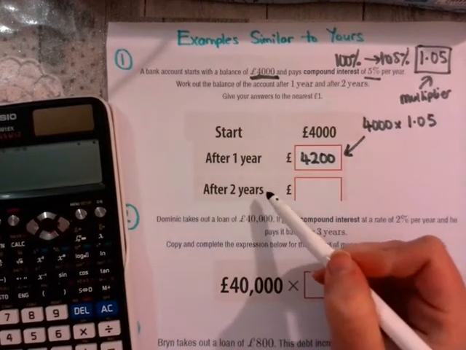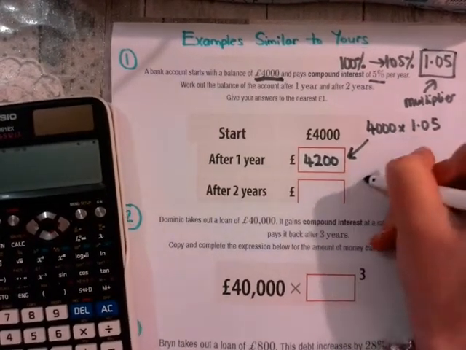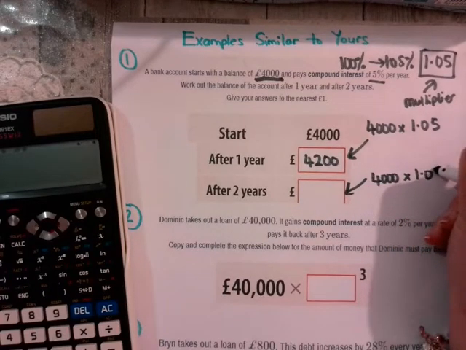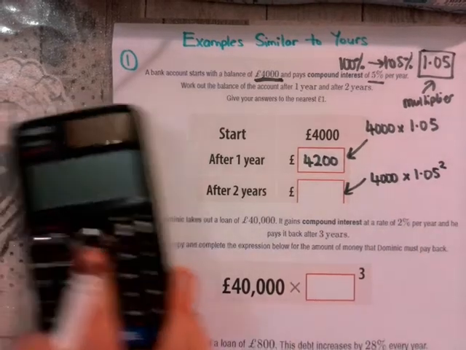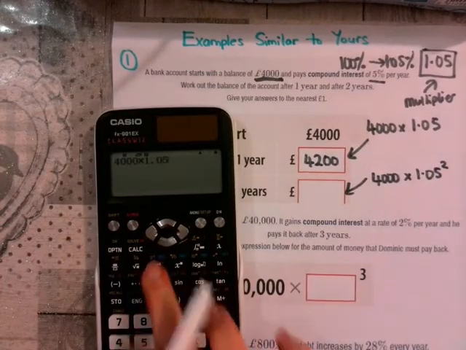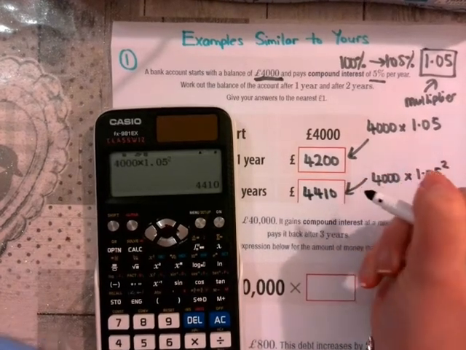Right, after 2 years then, all I need to do is just make this to the power of 2. So this one would be 4,000 times 1.05 to the power of 2, because this time it's 2 years. So then you get 4,410.